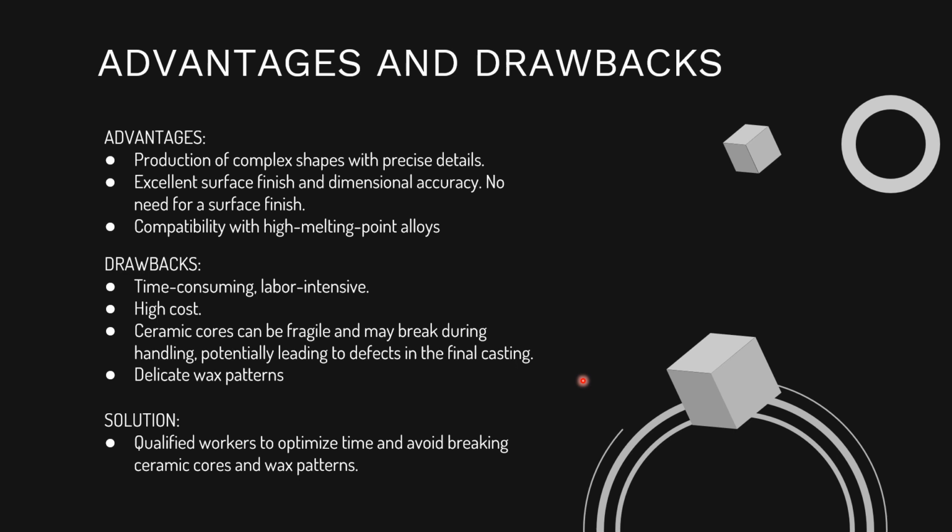Okay, so one important advantage of this process is that complex shapes can be produced with precise details. This is important because in turbine blades we usually need to have a design angle in order to avoid shock waves due to high incidence Mach numbers. Then also surface finish is important in order to avoid, for example, boundary layer separation of the flow. This method is also compatible with high melting point alloys such as titanium aluminide.